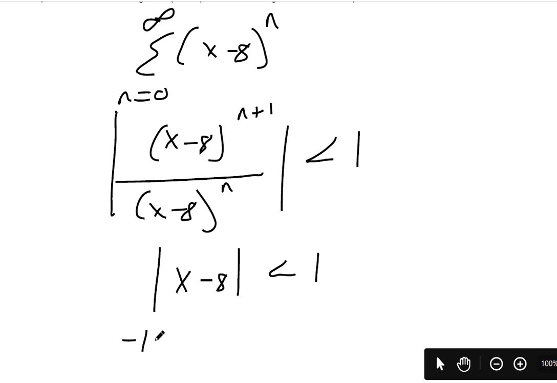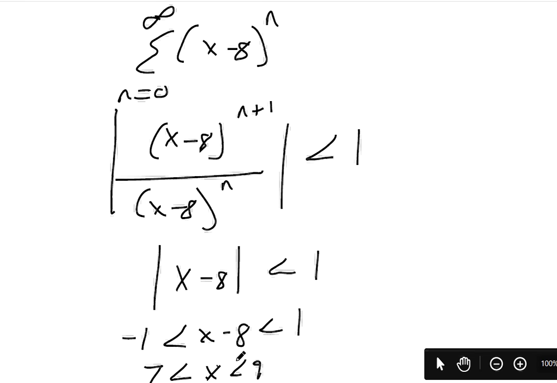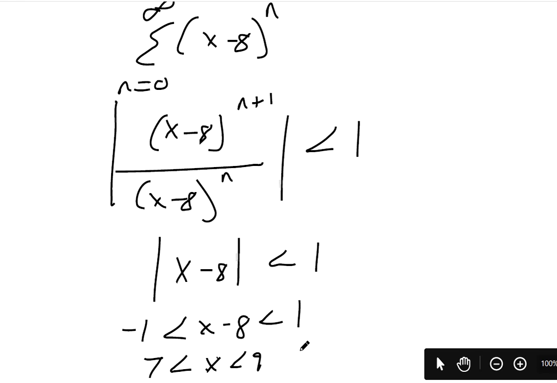So that means negative 1 is less than x minus 8, which is less than 1. If you want to solve an absolute value inequality like that, you can break it up into 2 separate inequalities, but we're going to get 7 is less than x, which is less than 9. So we have a radius of convergence of 1, because there's a distance of one from either endpoint to the center, and then that would be the interval of convergence. In interval notation, that's 7, 9.